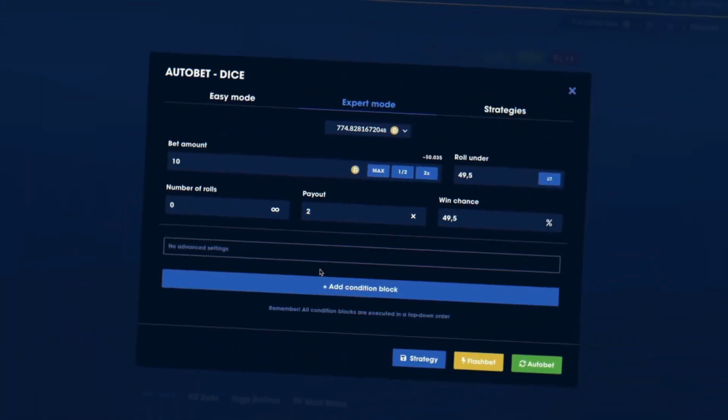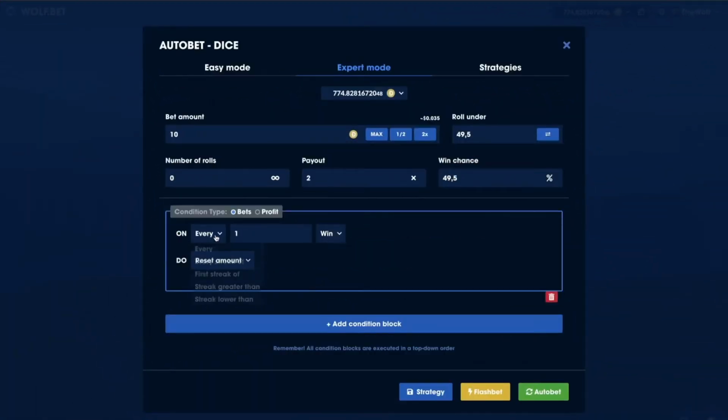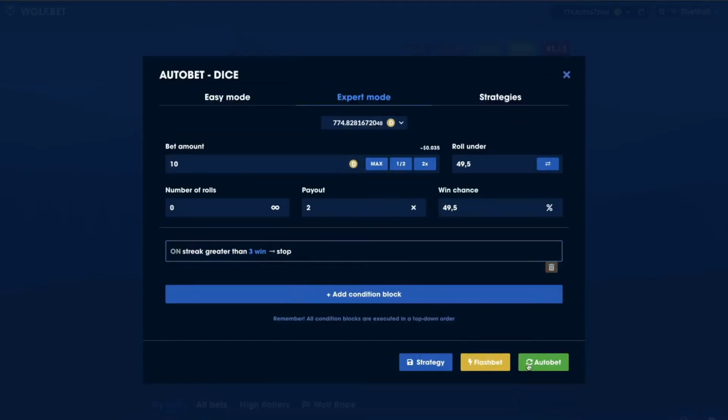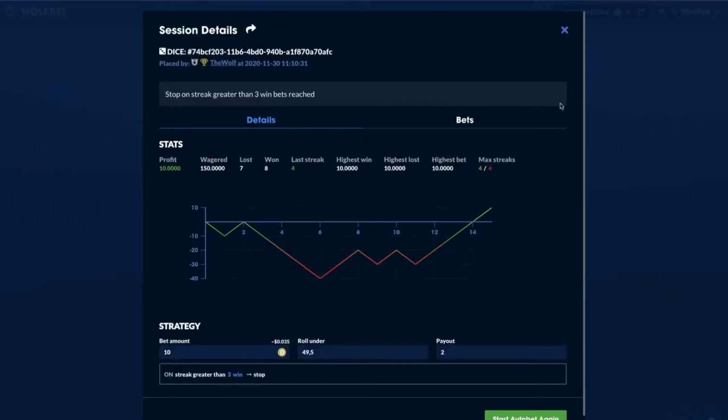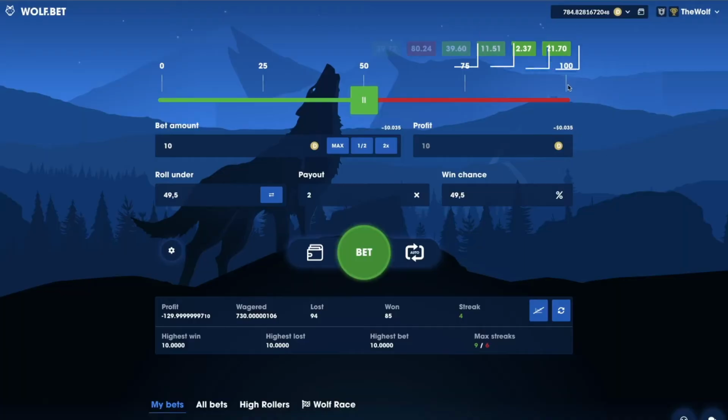Next one. By choosing "on streak greater than 3 wins" for example, you're saying that the action will trigger when there is a consecutive amount of wins bigger than 3. Let's say you have 4 wins. The action will happen on the 4th one. Let me show you. I'll pick the stop action to make it easier to understand. As you can see, my bet has stopped when there was a 4th consecutive win. Moving on.